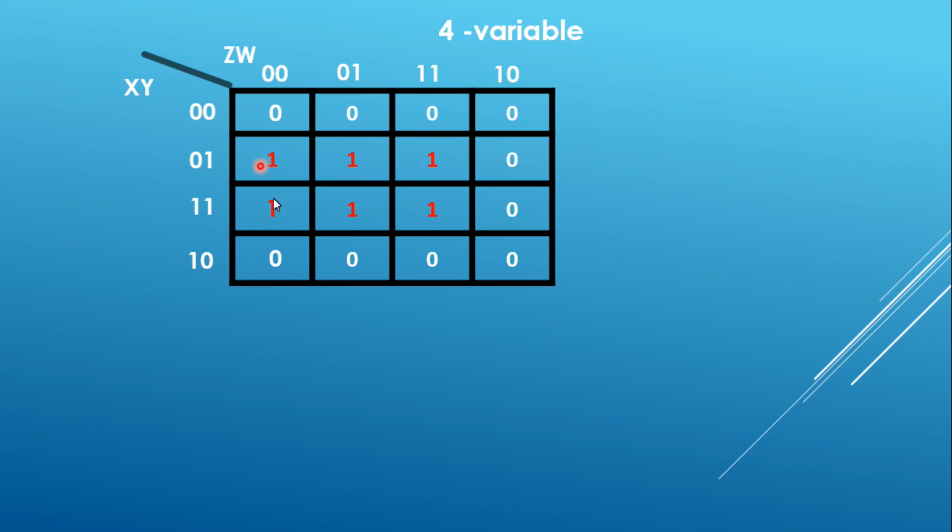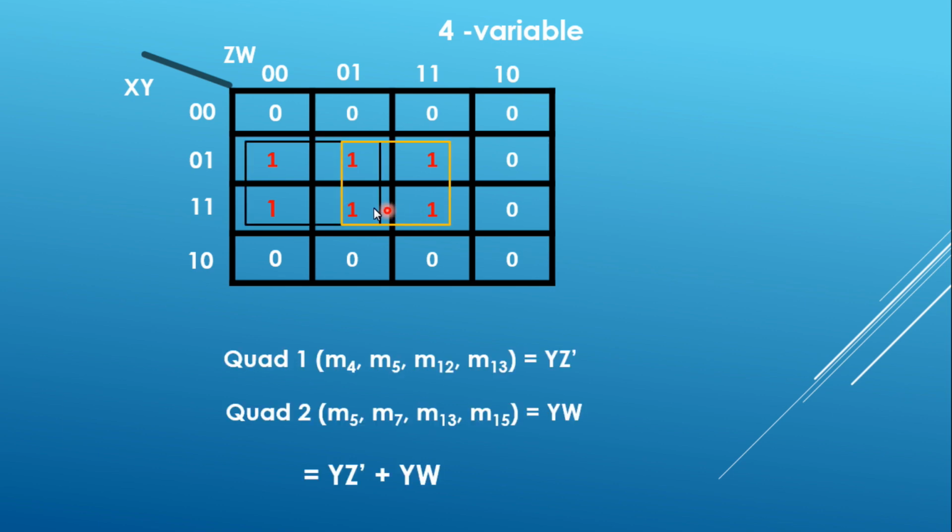Now I can make a quad and a pair, but the better option is always to have more ones in a group. So what I should do instead is to have two quads. Quad 1 is giving YZ bar, and quad 2 is YW. So the minimized expression is YZ bar plus YW. So this was the minimization of Boolean expressions when they are represented in SOP form.